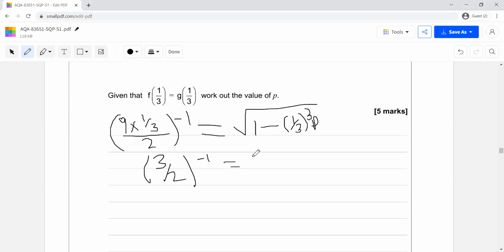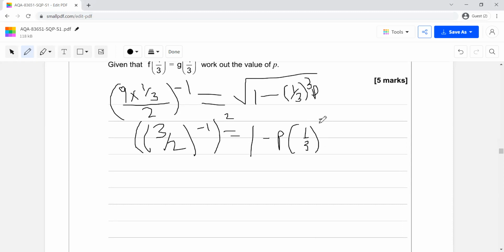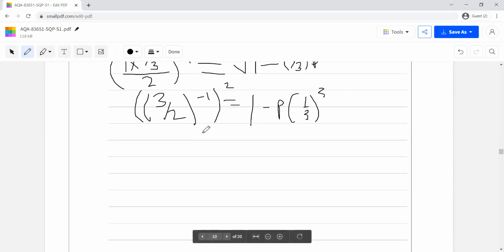So I'm actually just going to square this side now. One minus p times 1/3 cubed. Now this, as I showed before, is 2/3. 2/3 squared is 4/9. 4/9 we're saying is equal to 1 minus 1 over 27p.